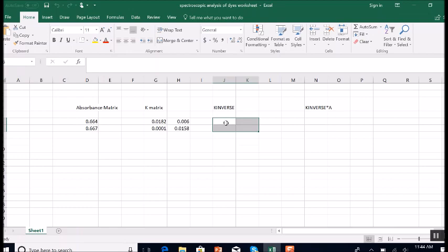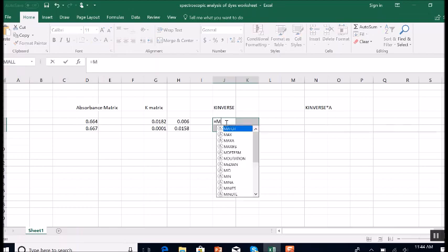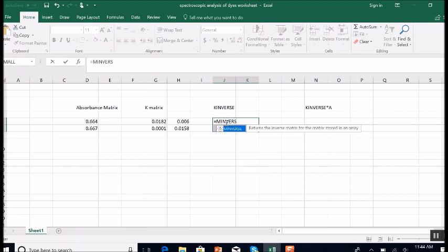And we're going to write a command that we want the matrix inverse, and then we have to tell it which matrix we want it to invert. So we select this matrix. Now this is an array calculation, so we can't just press enter. We must press Control Shift and Enter to get our inverse matrix. So this is the inverse of our K matrix, our molar absorptivity matrix.